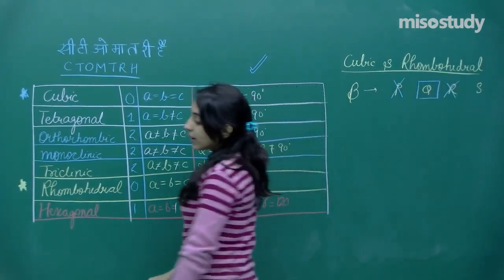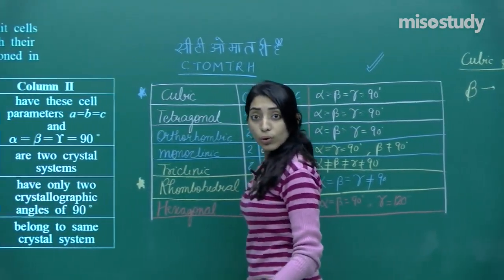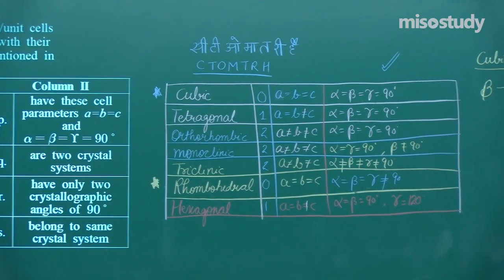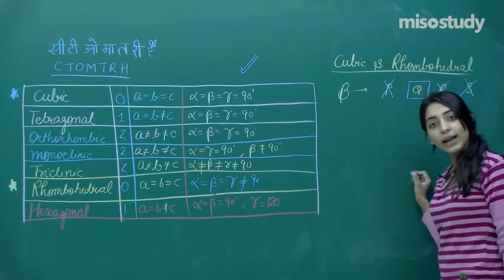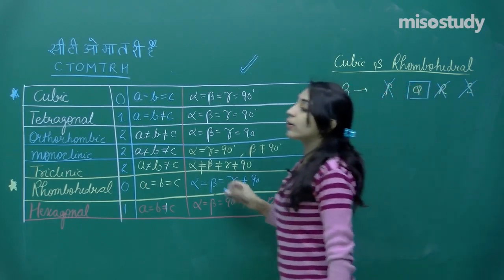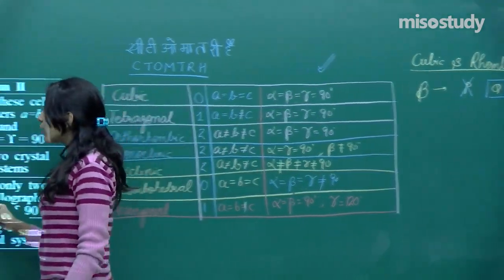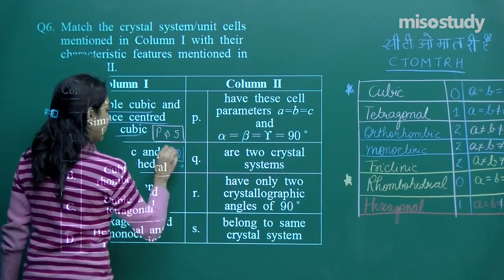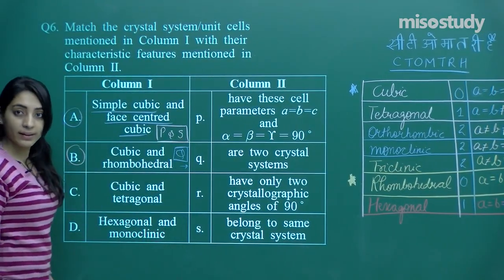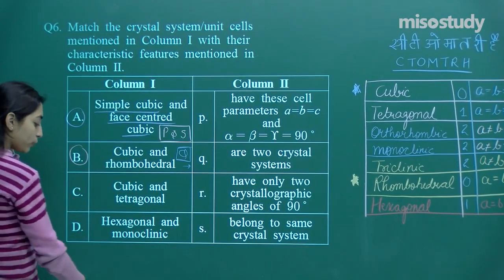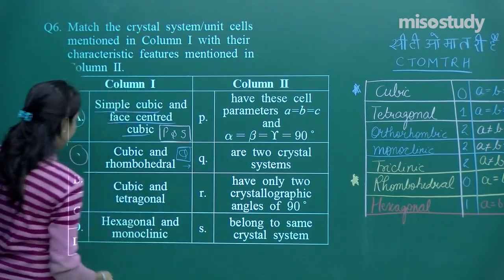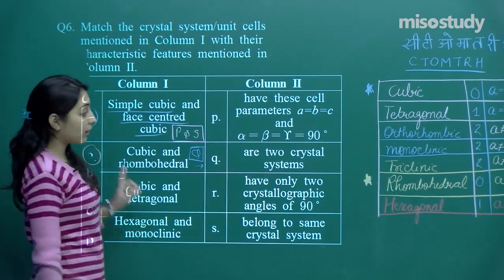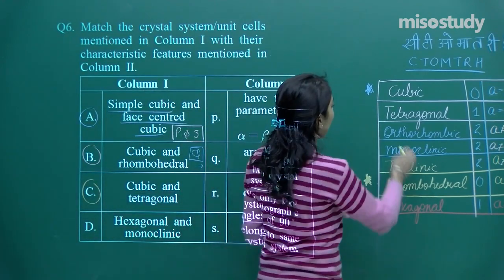The S says that they belong to the same crystal system. No. Right now we said that they belong to two crystal systems. Here it is saying they belong to same crystal system, which is a no. Right? So for option number B, the only correct answer that I got is answer number Q. Okay? Done? Let us now move on to option number C. Let's see what is there in the third option, which is cubic and tetragonal.